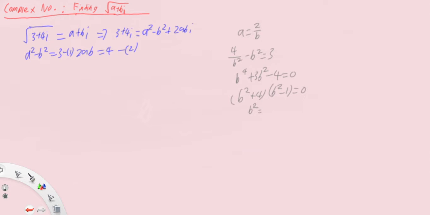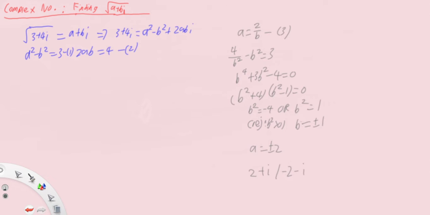From here we know that b square equals minus 4 or b square equals 1. Obviously we reject minus 4 because b square is bigger than 0. From here we have b equals plus minus 1. Now that we have this, we substitute that into the second equation. So we have 2a times plus minus 1 equals 4, which is equation 3. We have a equals plus minus 2. Then from here we have the solutions 2 plus i and minus 2 minus i.